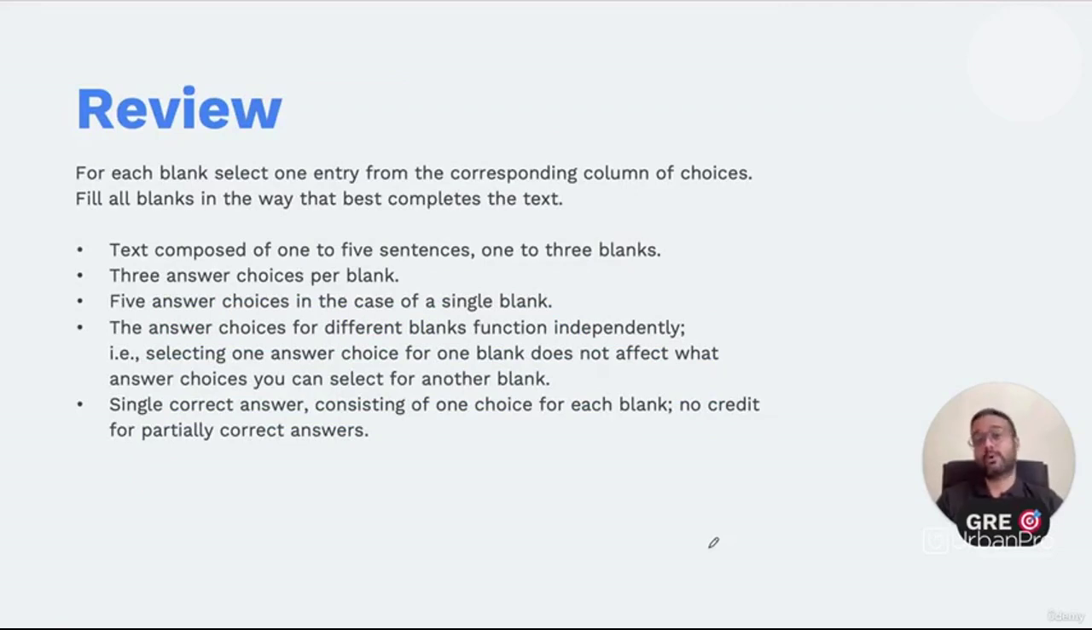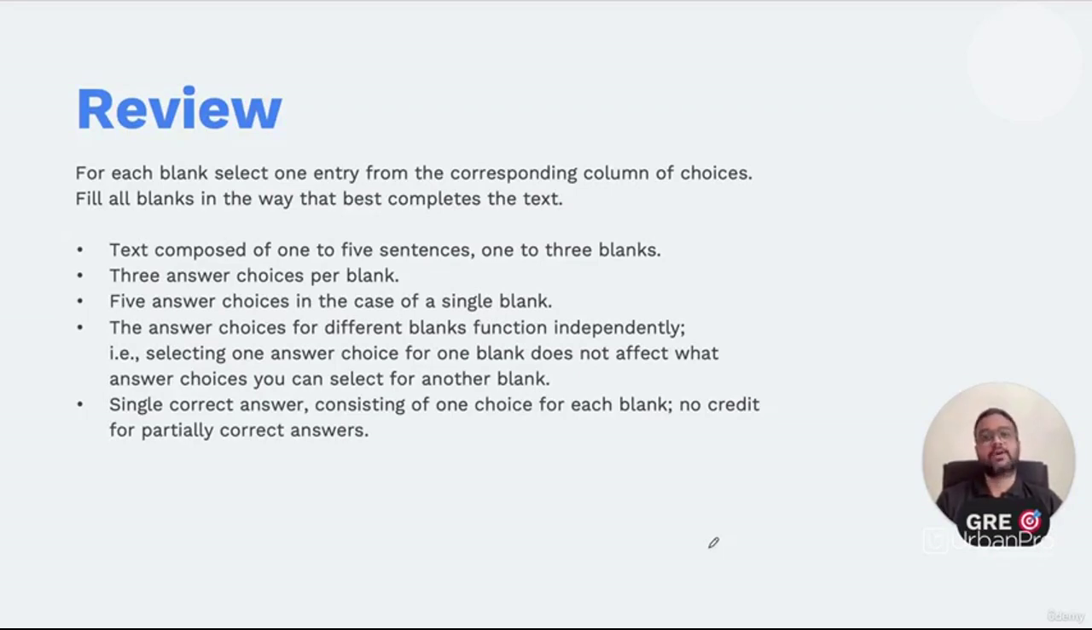A quick review of what we discussed. For text completion questions, you can have 1 to 5 sentences that make up the text, 3 answer options per blank for multiple blank questions, 5 answer options for a single blank text completion question.